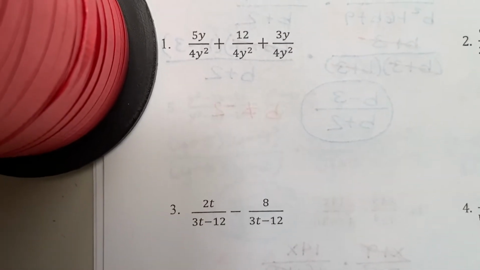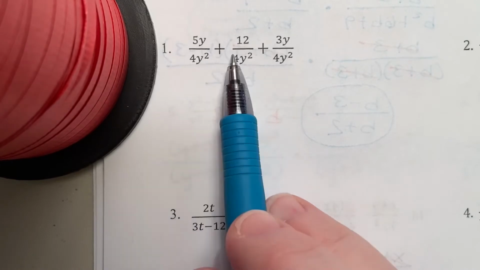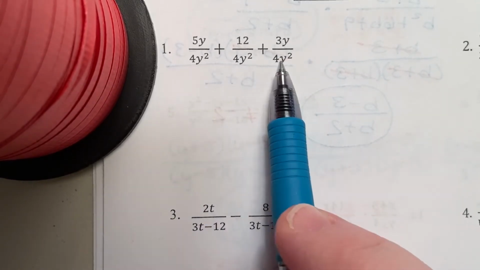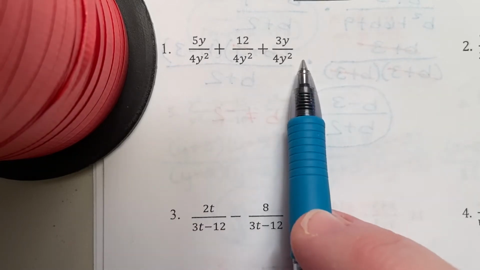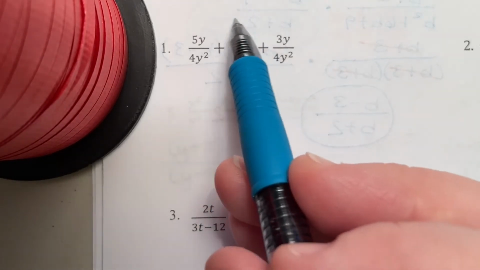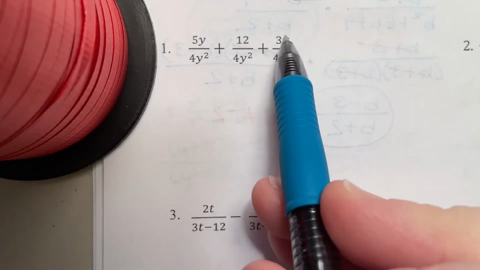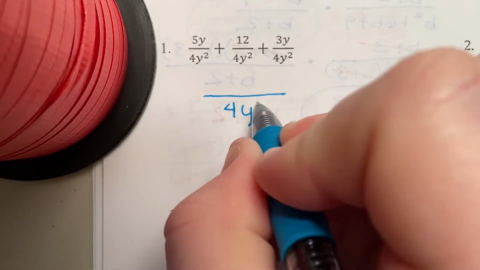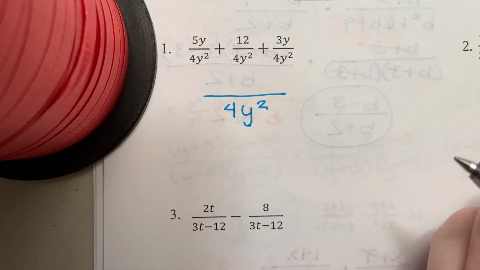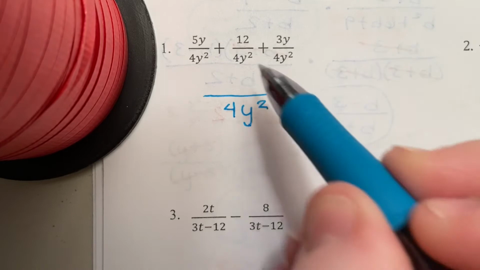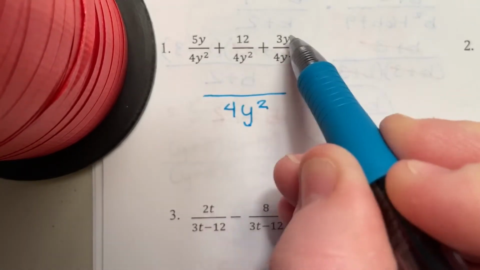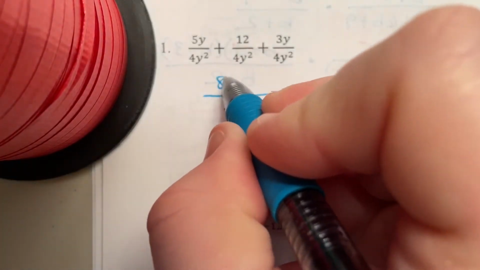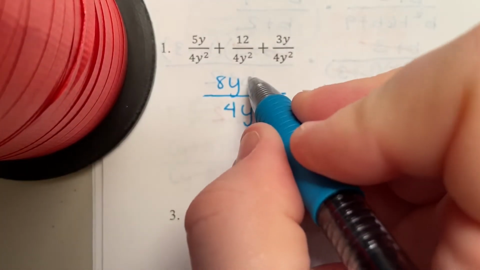You'll notice that all 3 of these terms have common denominators. If you have a common denominator, then you can just keep that denominator, but you do have to take whatever's in the numerator and combine like terms. So I keep the denominator, which is 4y squared, because all 3 have the same denominator, but I combine my terms in the numerators. So 5y and 3y is 8y, and then I have a plus 12 as well.